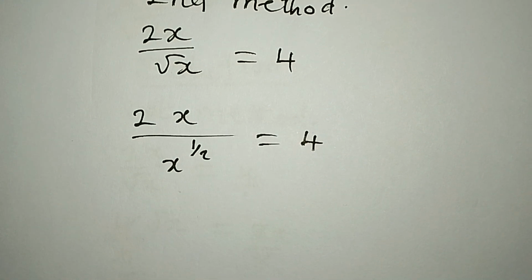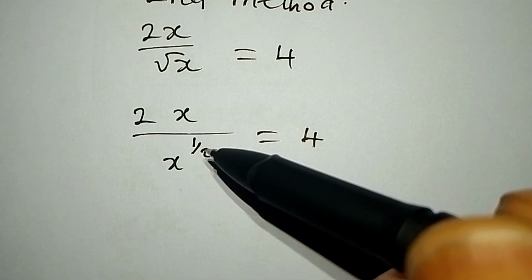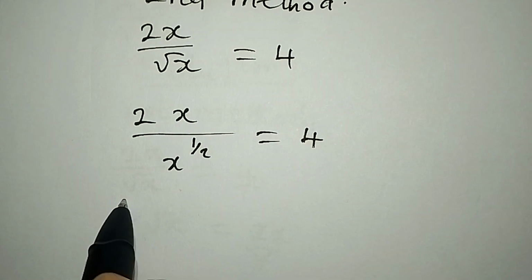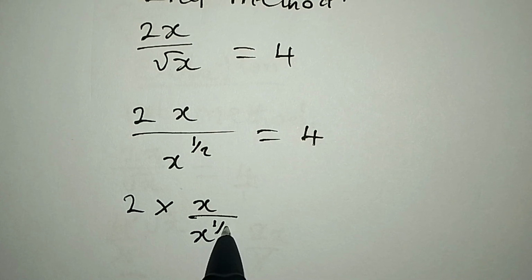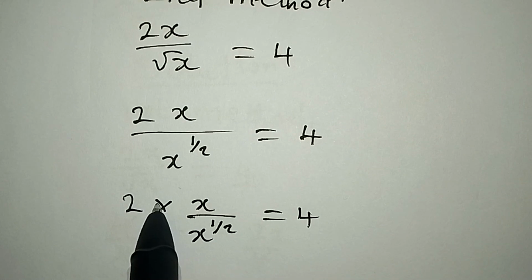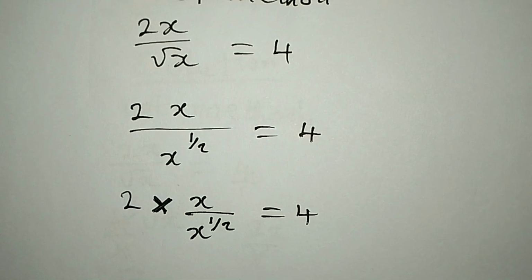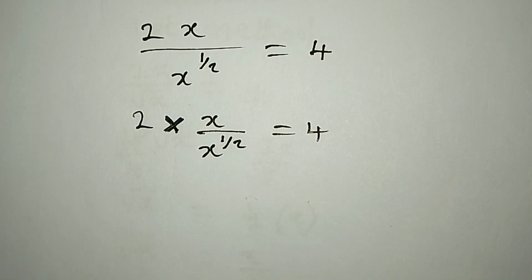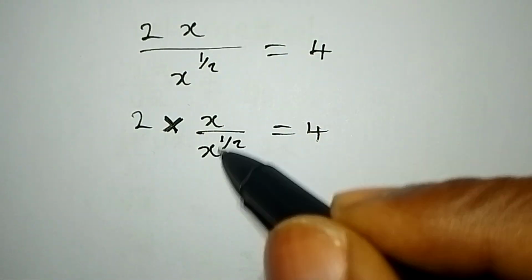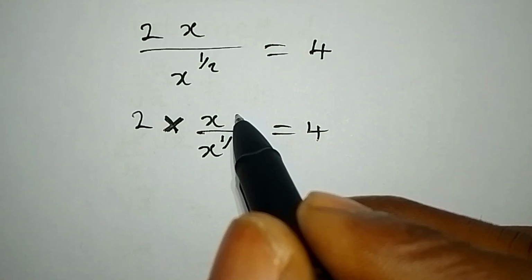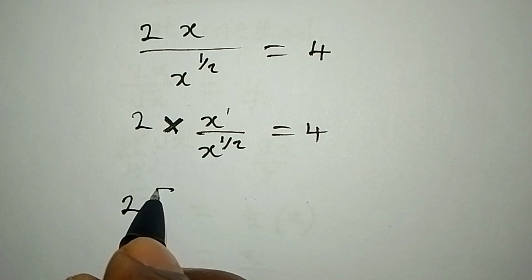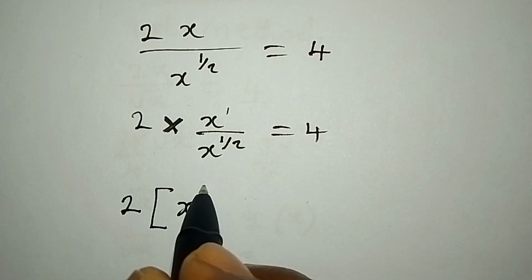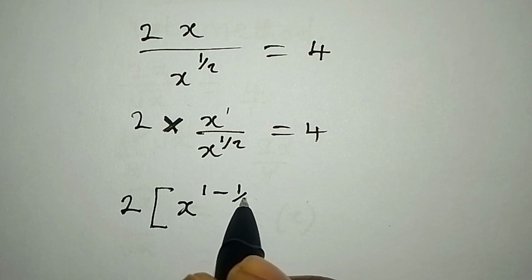Now, here's what I want to do. I can make it like this: 2 multiplied by x over x to the power of 1 over 2 equals 4. Remember, this is multiplication, not x. Now, I'm going to apply one of the laws of indices, because we know that this is to the power of 1 as well. So we're going to have 2, then let me open a bracket, x to the power of 1 minus 1 over 2.